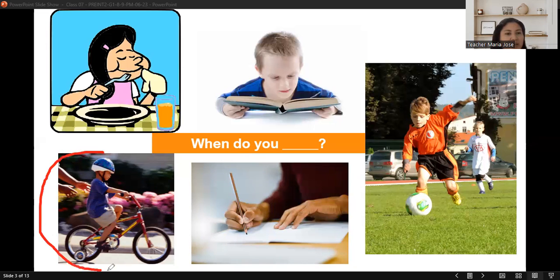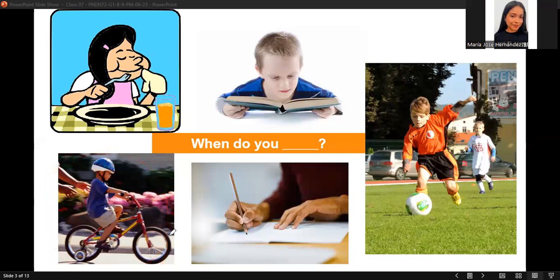Maria Jose, can you ride a bike? Yes, I can. Do you ride bikes often? No, I have not practiced it for a long time. Oh, okay, no problem. All right, very good.